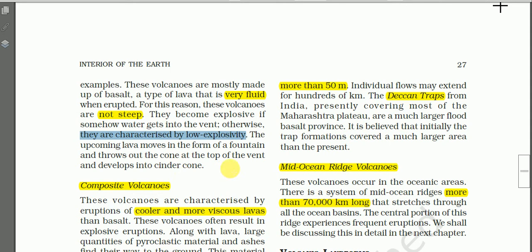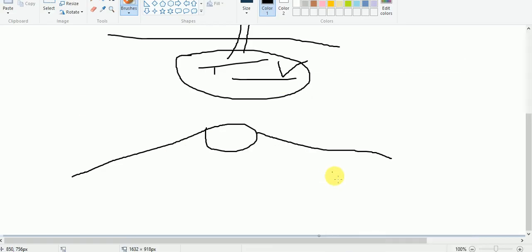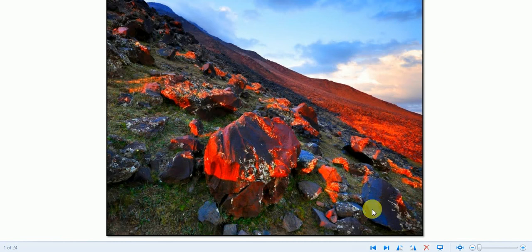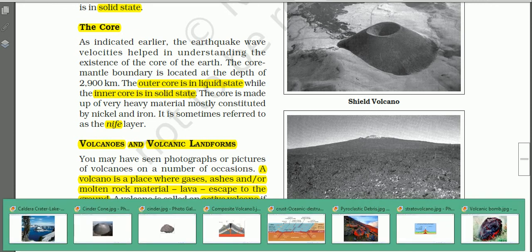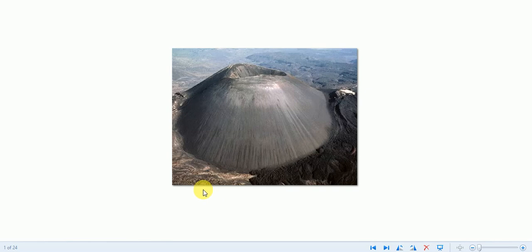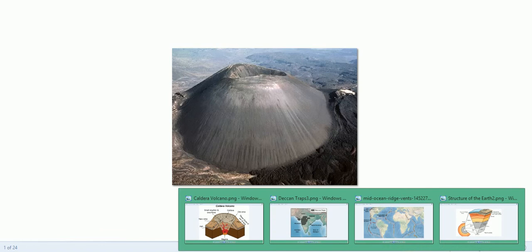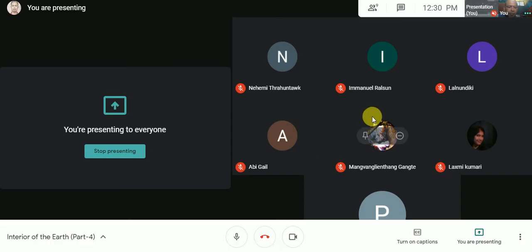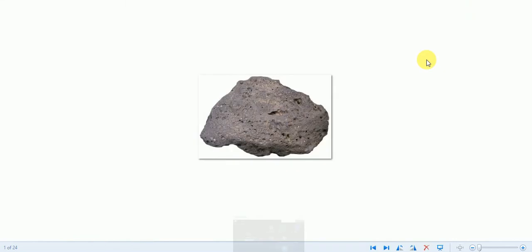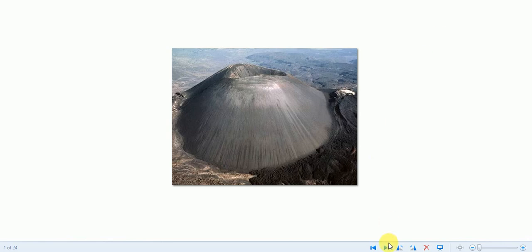A cinder cone is a small volcanic mountain. So this is a cinder cone. Let me show you another photograph of a cinder cone. See here, this is a cinder cone, a mountain or hill formed by cinders. Cinders are boulders ejected. See, this is cinder, and this is the cinder cone.